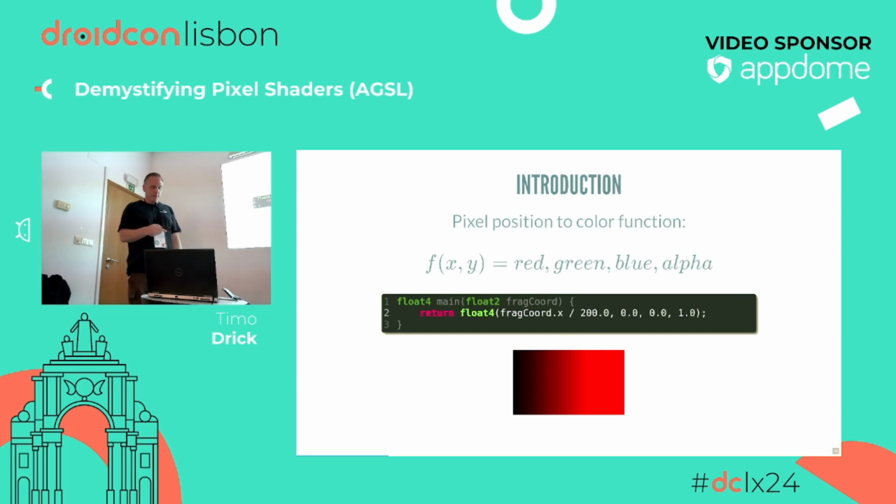So for example, let's assume that this rectangle is exactly 200 pixels in width. And now, for example, when we want to do a linear gradient, we could divide the actual x coordinate of the pixel by 200. And then this value would go from 0 to 1 from the left to the right here.